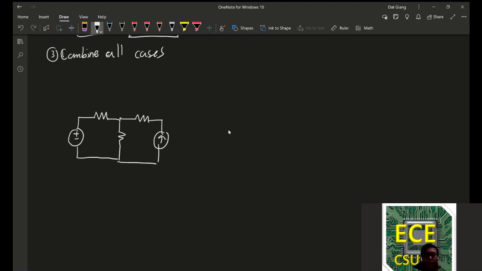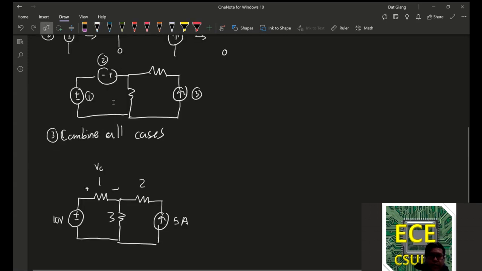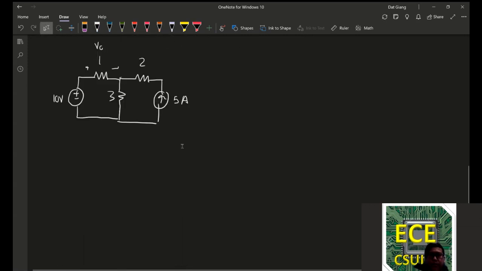And we're going to go with very illogical values just to demonstrate our point. Let's say this is 10 volts. That's okay. But let's say this is 5 amps. And the resistances here are going to be 1 ohm, 2 ohm, 3 ohm. And we want to know the voltage across here, V out.